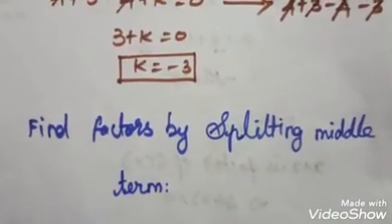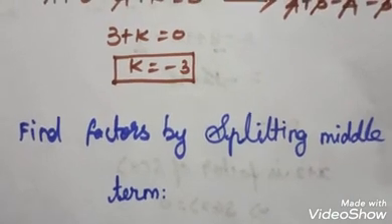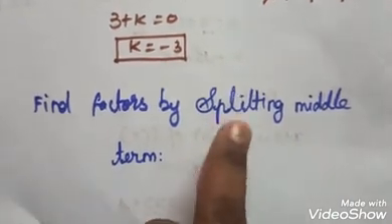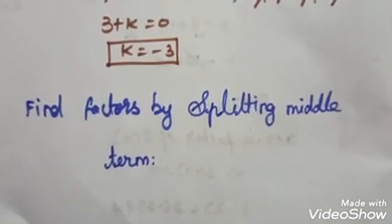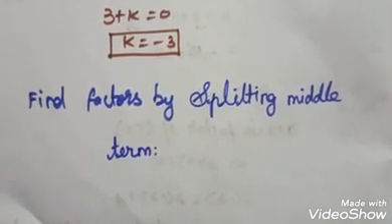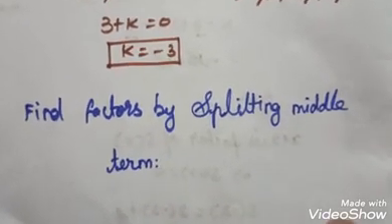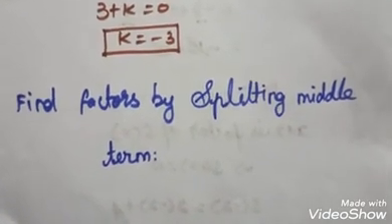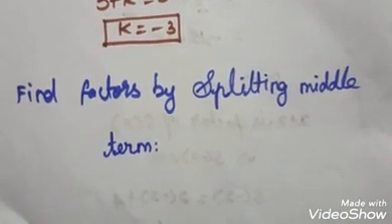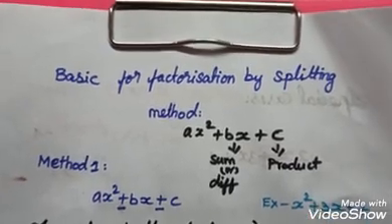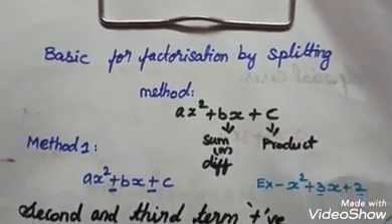So before we see that example, we have to know some basic application for this method, because there is some technique we have to follow to find the factors by splitting the middle term. So we have to see some cases, some methods to use this splitting middle term. Now we see the basics of factorization by the splitting method.